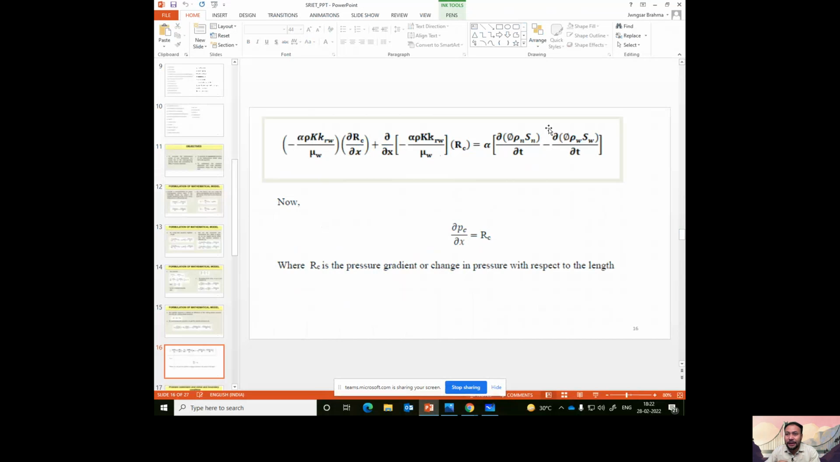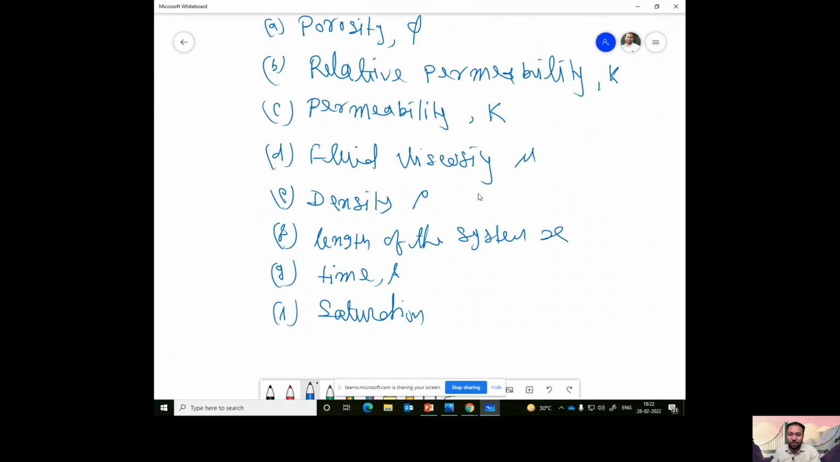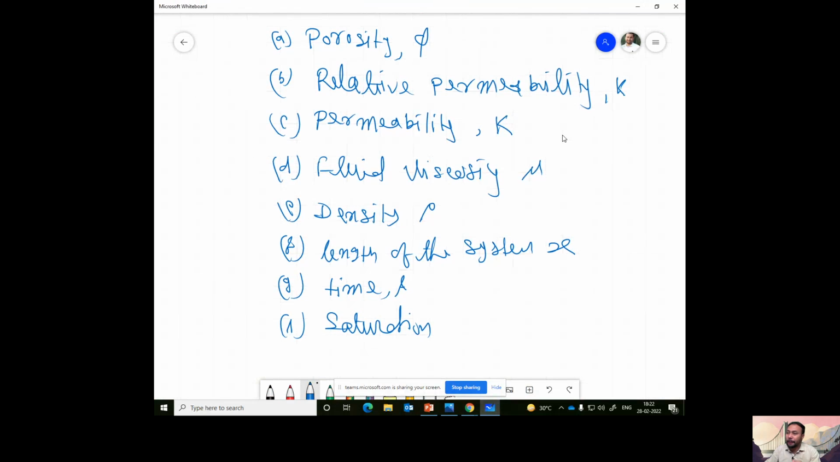That model was first order partial highly nonlinear differential equations. What are the parameters? We took a total of 8 parameters here. These parameters are responsible for the fluid movement in the petroleum reservoir system.